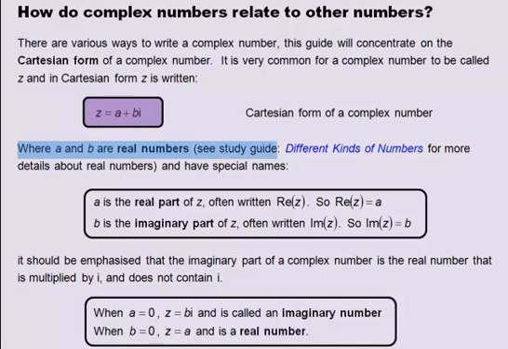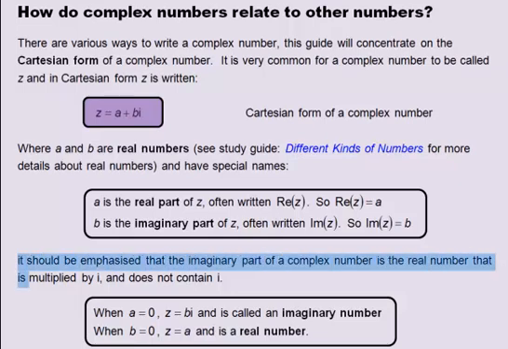See study guide, different kinds of numbers, for more details about real numbers. a and b have special names. a is the real part of z, often written like this. So, the real part of z equals a. b is the imaginary part of z, often written like this, so the imaginary part of z equals b. It should be emphasised that the imaginary part of a complex number is the real number that is multiplied by i and does not contain i.